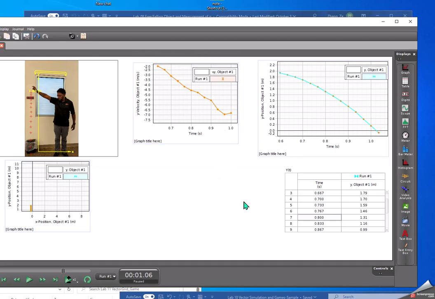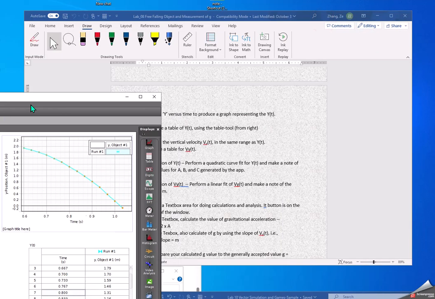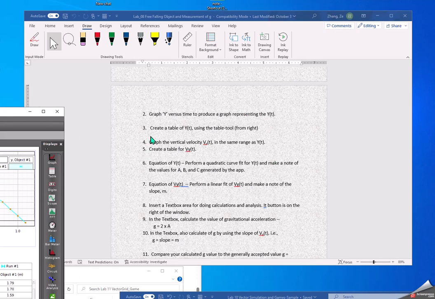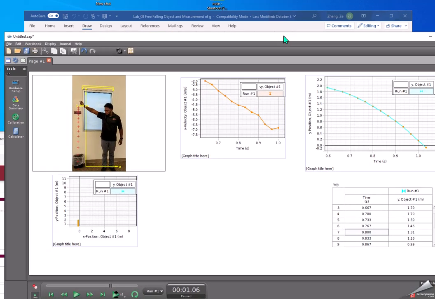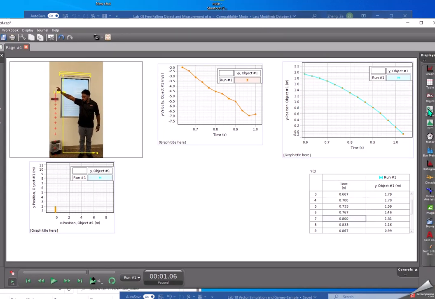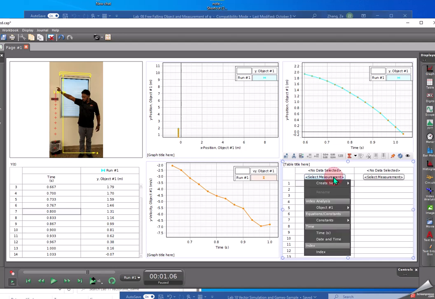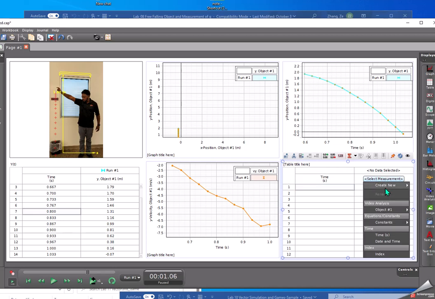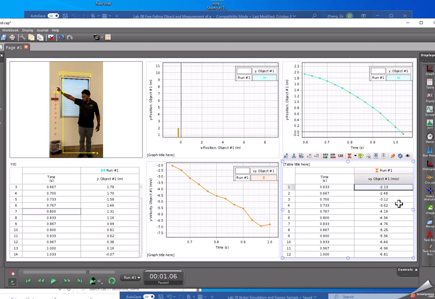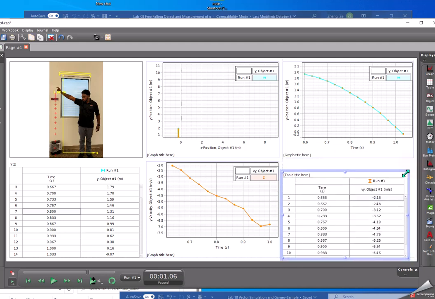So now what's next? What do we want? I want to create a table for the y velocity. Basically, it's a table going down. So a table of y velocity. Okay, so time and y velocity over here. So that's a table. It's all negative, and so that's this.